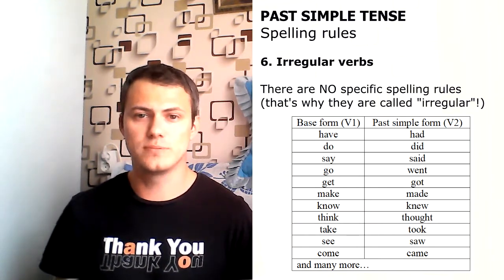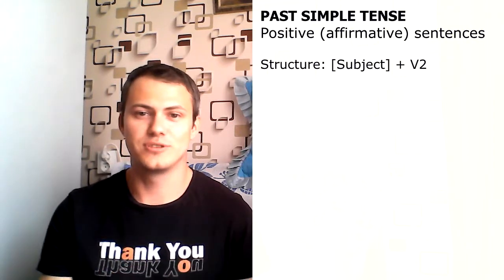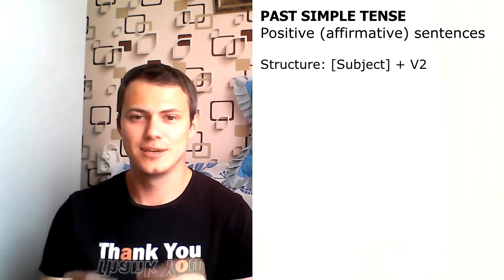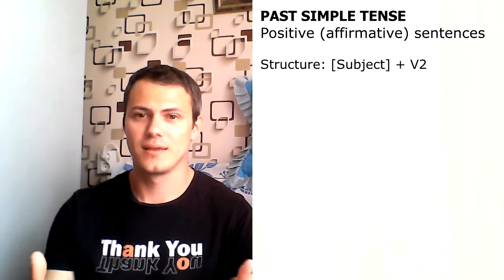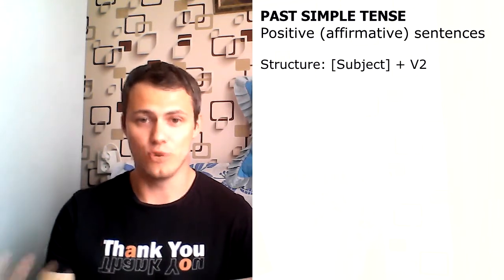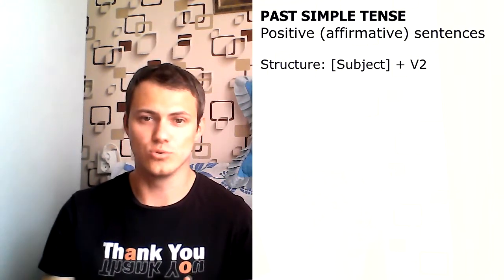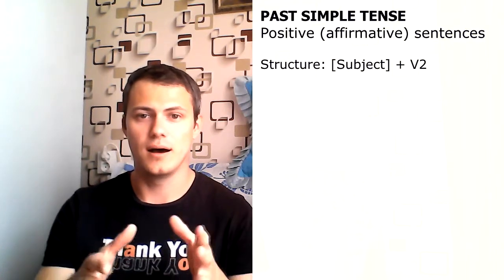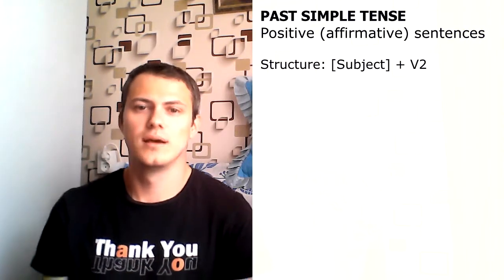Enough about spelling. We took a look at the spelling rules. So to produce an affirmative or positive sentence using the past simple tense, we just should add a verb in past simple form using those rules that we've already talked about right now. We should add a verb to some subject.